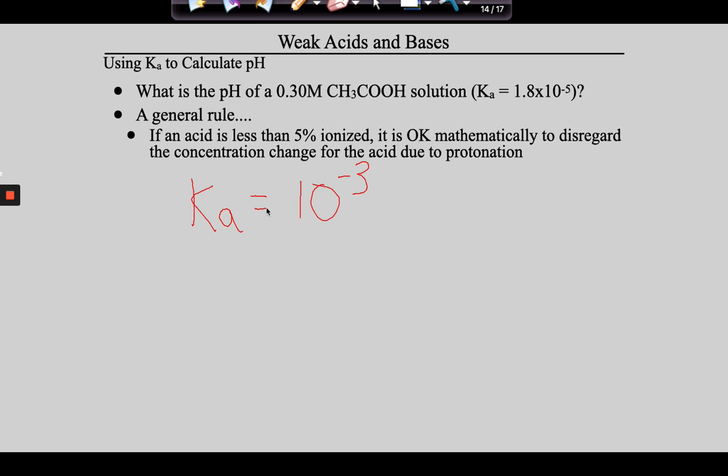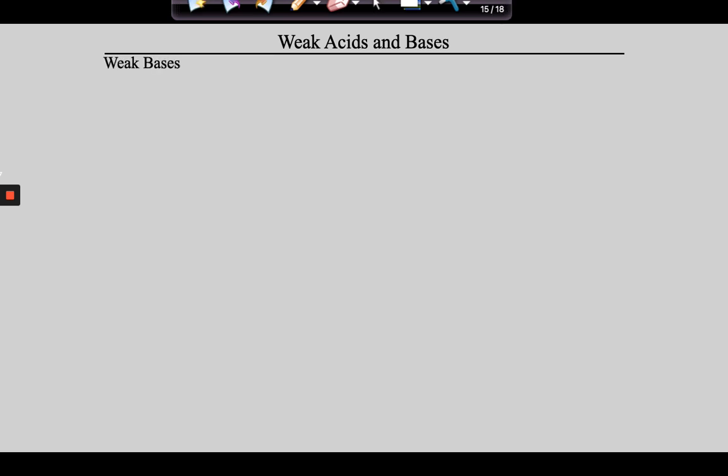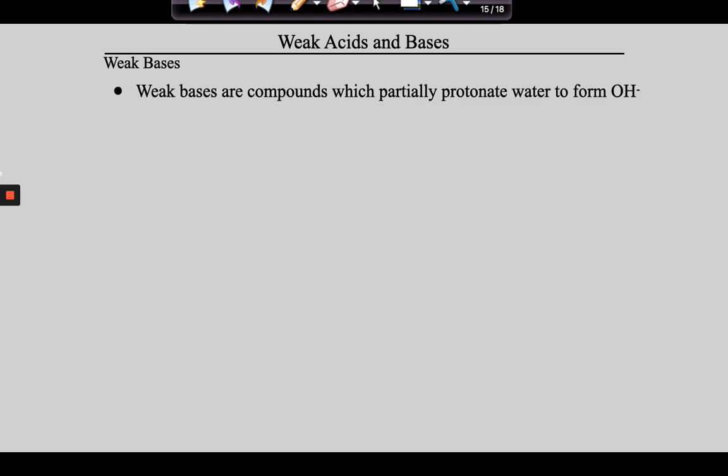Okay. So, guys, with that said, there's one more thing that we need to talk about, and it's this. How do we do these calculations with weak bases? Well, guys, let's do this. Weak bases are compounds that do not bring OHs to the table. Guys, we understand that sodium hydroxide is a base because it's got OH.